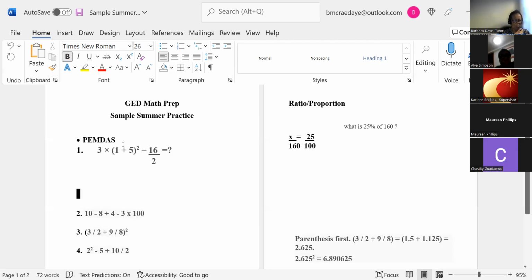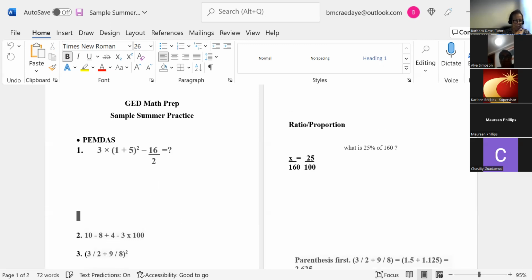Oh, you see it? Yes. 3 times 1 plus 5 raised to the second power minus 16 divided by 2. Okay, so I want you to solve that. Tell me what you get as an answer. All right.